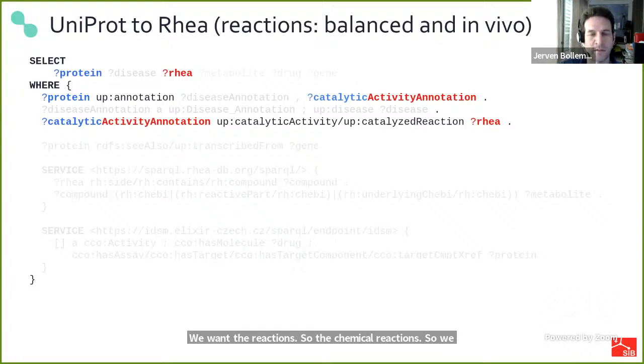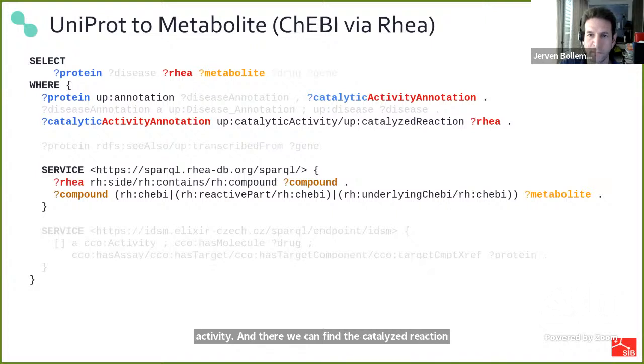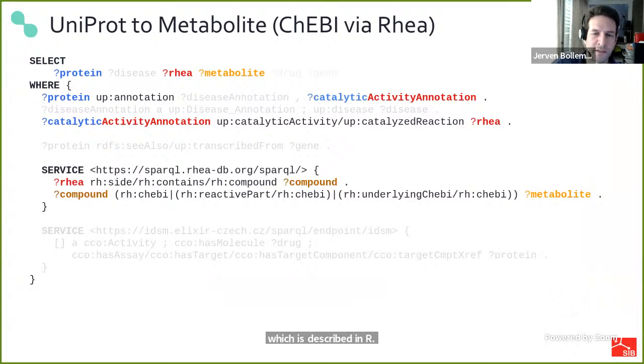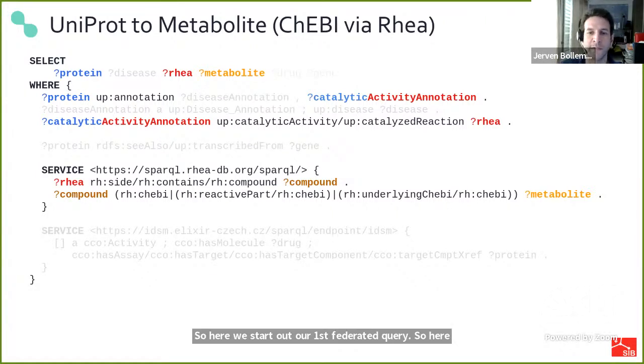So we start our process to federate to RHEA. The first part is UniProt uses RHEA, but it's only a subset of the data available. So again, we go from UniProt via annotation to the catalytic activity, and there we can find the catalyzed reaction, which is described in RHEA. So here we start our first federated query. Here we start matching up reactions to metabolites. RHEA is a database which uses an ontology called ChEBI for chemicals. And here we link these up in different ways.